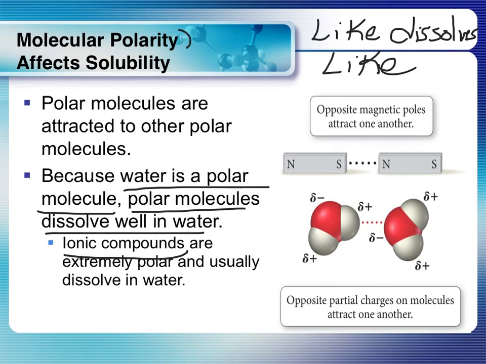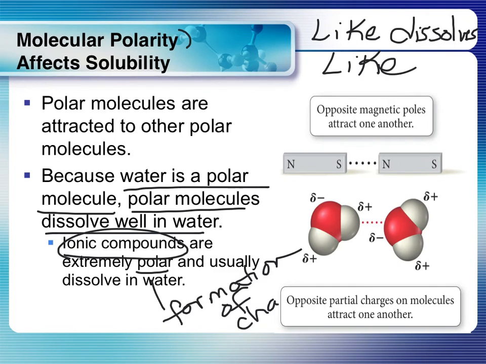Well, ionic compounds are extremely polar. Remember what polar means. It means there is some formation of charge, whether it be partial charge or whole charge. And so ionic compounds are extremely polar, and they dissolve, most of them, very well in water.